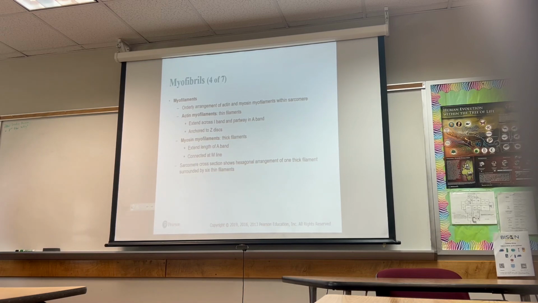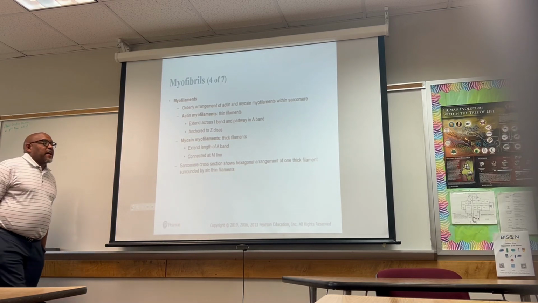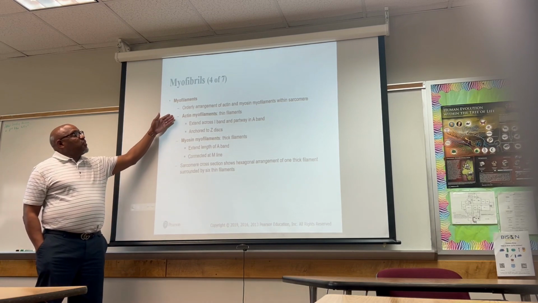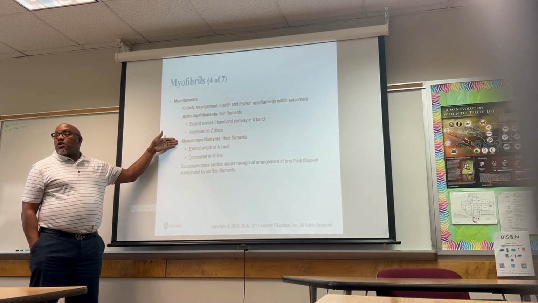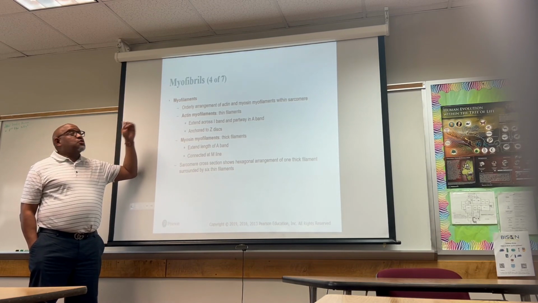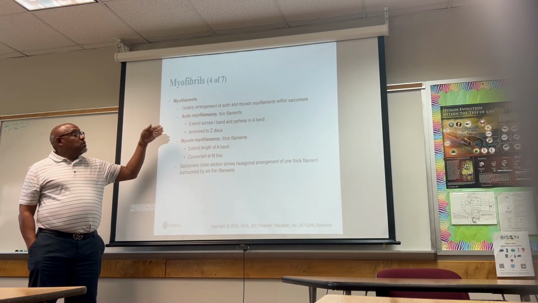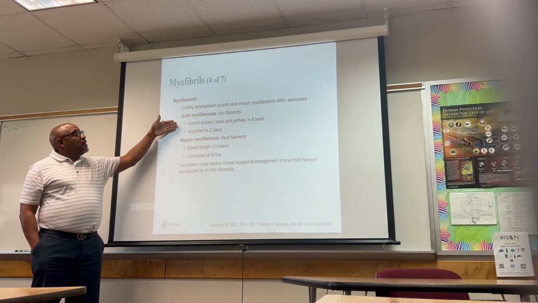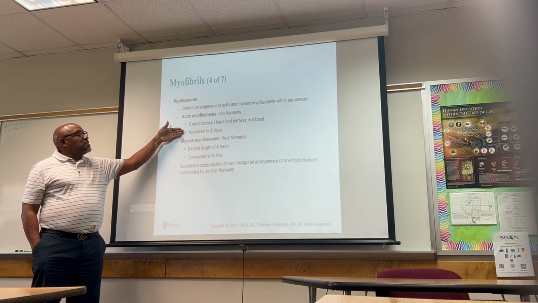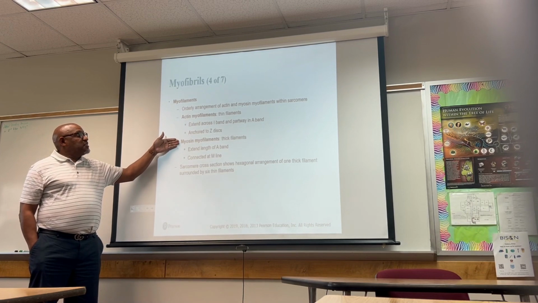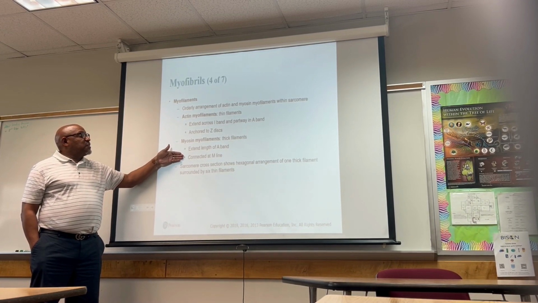All right, so the myofilaments: the orderly arrangement of actin and myosin myofilaments within the sarcomere. Actin myofilaments are called thin filaments. The myosin myofilaments are called thick filaments. If you back up to the picture, actin was the blue, myosin was the red. They extend across the I band, partway to the A band. They're anchored to the Z disc, the actin is. The myosin extends the length of the A band. They're connected at the M line.